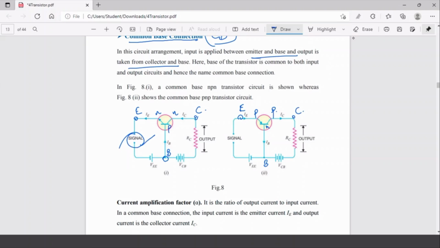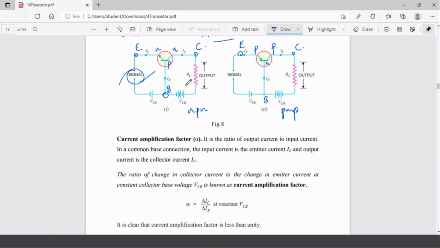Now, to take the output, as you have seen, as an amplifier, the same circuit we have drawn here. RC is a large resistance connected in the collector circuit. So base is common to both input and output, hence it is called a common base connection. This is for NPN and this is for a PNP transistor. Now what is the current amplification factor?